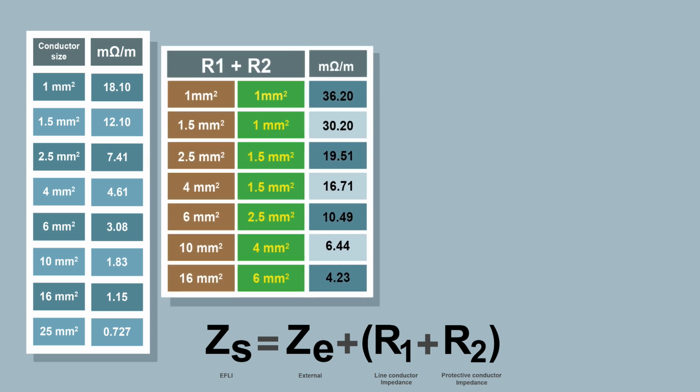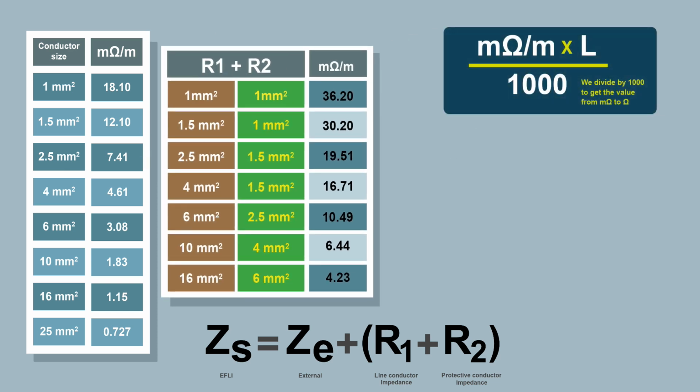This is the formula we use when we're calculating our R1s and R2s. Milliohms per meter times length divided by 1000. We get the milliohms per meter reading from our tables. We times that by the length, which was 30 meters. We divide by 1000 to get the value from milliohms to ohms.